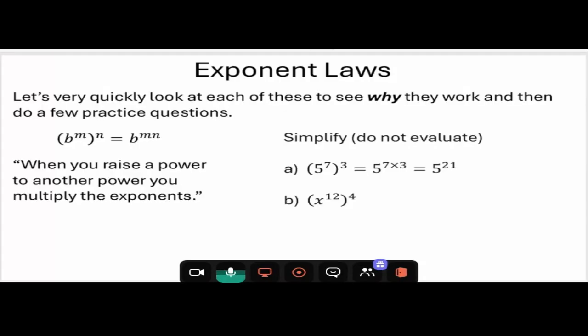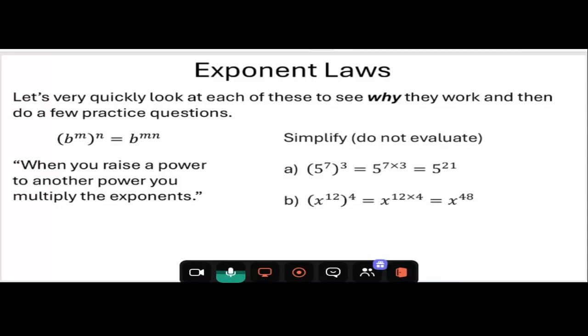X to the 12 to the power of 4. It's a power raised to another power. 12 times 4, 48. Okay, and this is really just an overview. Like if we're doing one lesson here that covers a whole section or two, we're just overviewing the ideas, right? You really need to get in there and practice the questions in order to master this. Just watching this quick little run through isn't going to do it.